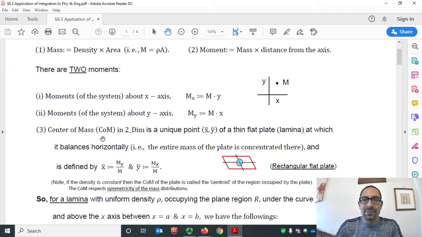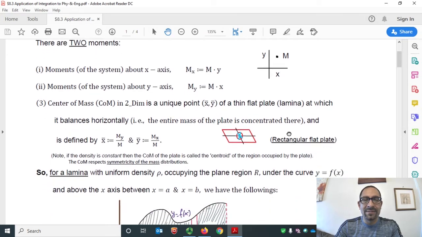Center of mass, we also write CoM, in two dimensions is a unique point (x bar, y bar) of a thin flat plate at which it balances horizontally. The entire mass of the plate is concentrated there and is defined by x bar equals My over m and y bar equals Mx over m. In the diagram here, I give you a rectangular thin flat plate, and if I put a fulcrum here, it's balanced. That means that point is the center of mass. For example, I can balance my iPhone here. So I'm finding this point, denoted by (x bar, y bar), and we call that point the center of mass. Great.